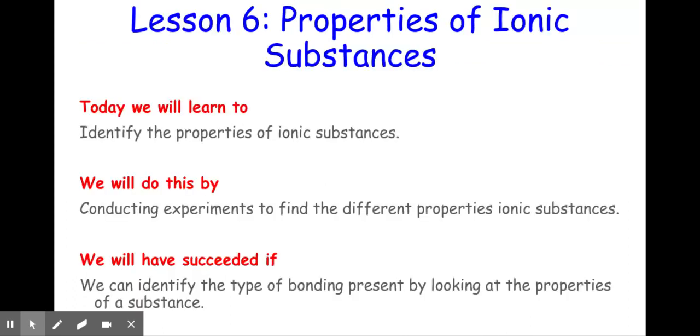What we're going to look at today is the properties of ionic substances, so things like electrical conductivity. We can't do any experiments, unfortunately, for this, but we're going to do at least some theoretical experiments. And we want to be able to identify the type of bonding present by looking at the properties of a substance.